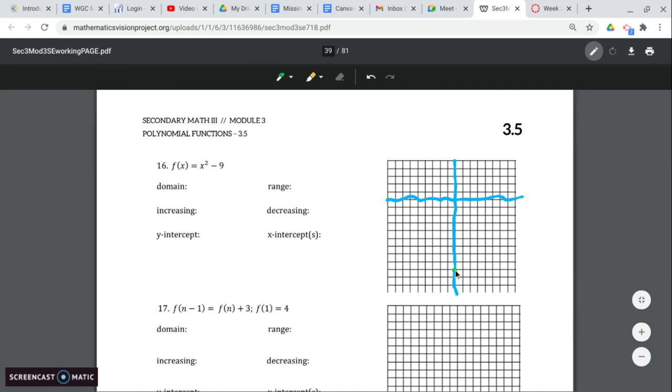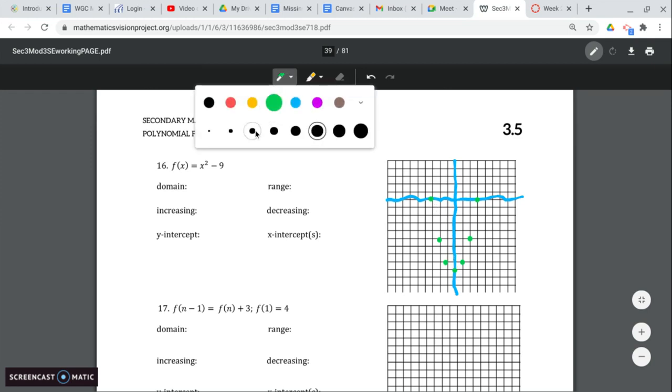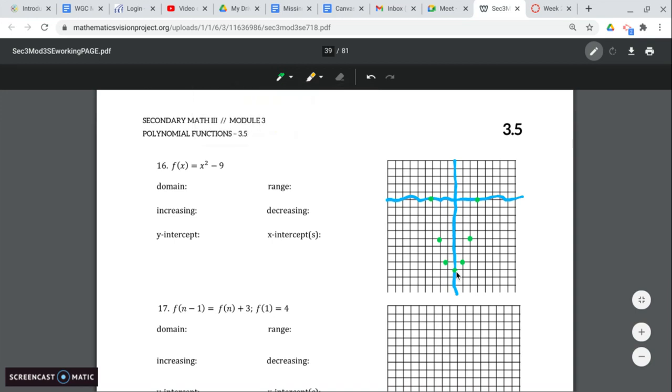Now if we plug in 1, 1 squared is 1, minus 9 is negative 8. So there's those 2 points. Plug in a 2, 4 minus 9 is negative 5. So 1, 2, 3, 4, 5. There's that one and that one. Plug in a 3. 3 squared is 9. 9 minus 9 is 0. All right, so there are some values for us to see our parabola.